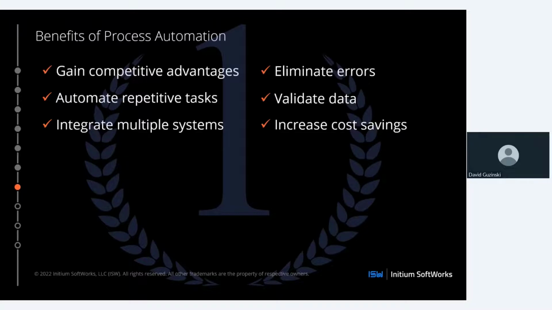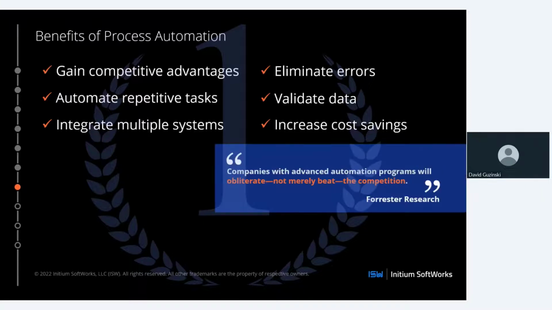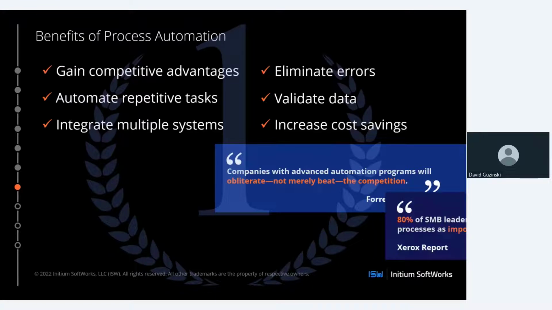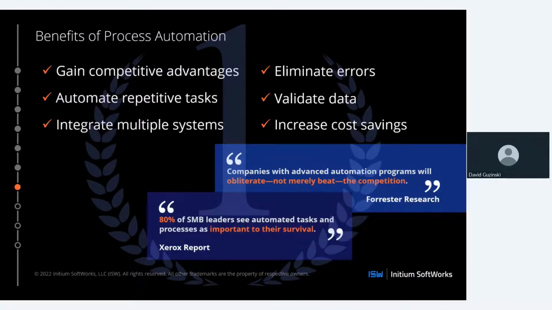A couple of quotes I think are really good. Forrester put a report out there and says that companies with advanced automation programs will obliterate, not merely beat, but obliterate the competition. And a Xerox quote I really like here: 80% of small, medium-sized businesses see automated tasks and processes as important to their survival. The bottom line is we're not telling you something you don't already know. And if you really weren't quite sure about it, by the time we've gotten this far in this presentation, you already know the value of what technology can apply. Hopefully, we've given you a little bit more context as it applies to your business and your organization.